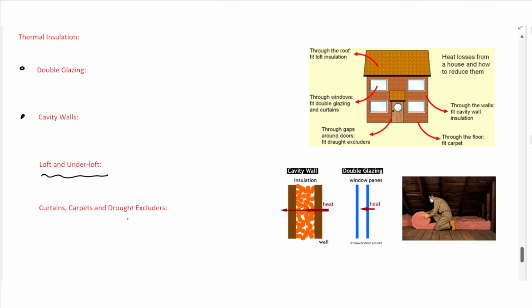Draft excluders prevent the wind that flows through the holes or the gaps between the doors and windows and the walls. And curtains trap air between the window and the curtain, so the air cannot circulate, so you're decreasing convection, and also air is a poor conductor. You can make the curtains brightly colored, so they can also reflect infrared radiation or be poor emitters or poor absorbers of heat radiation.